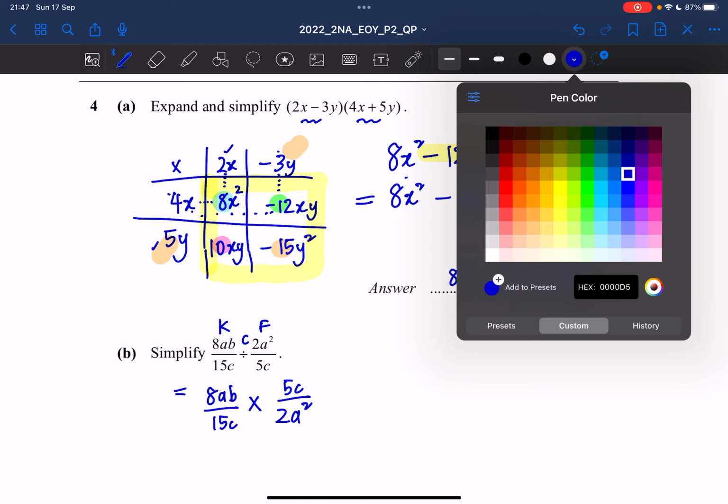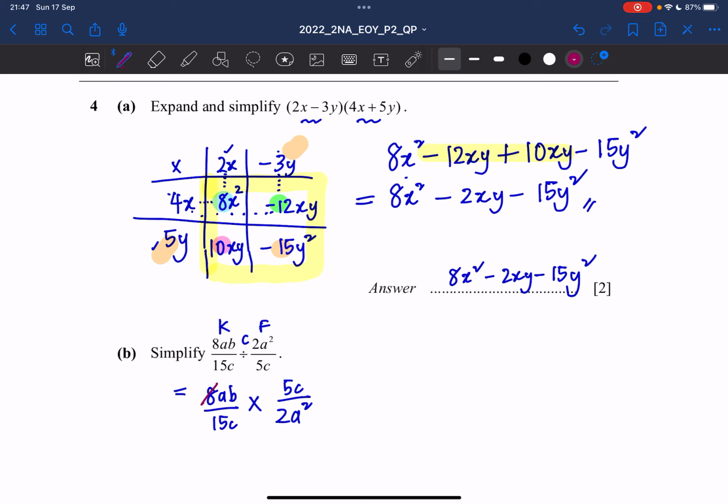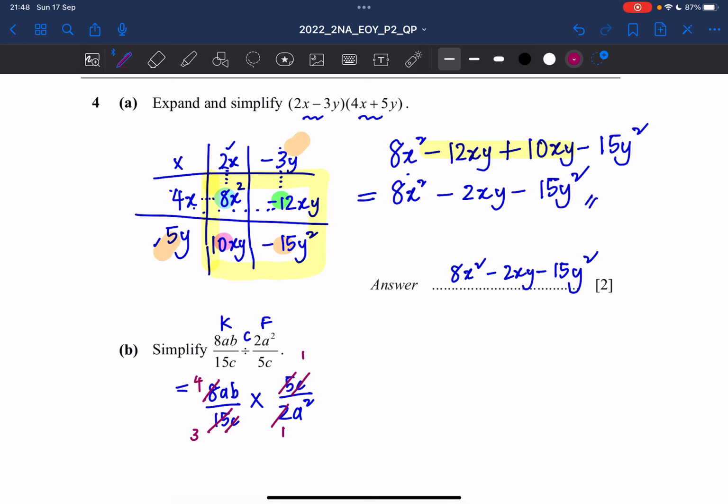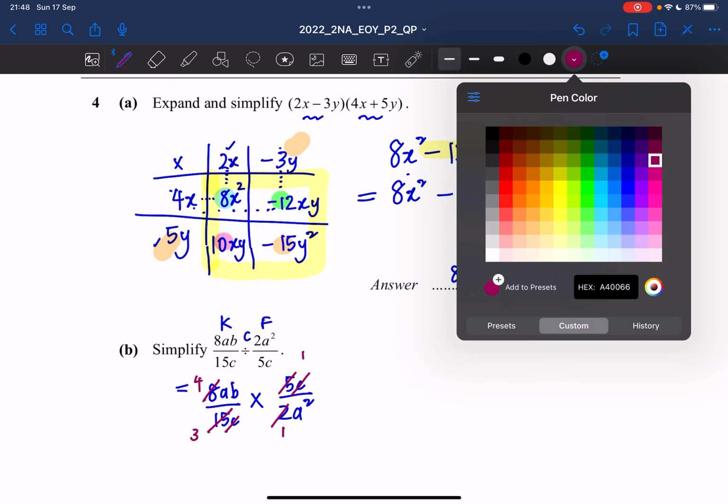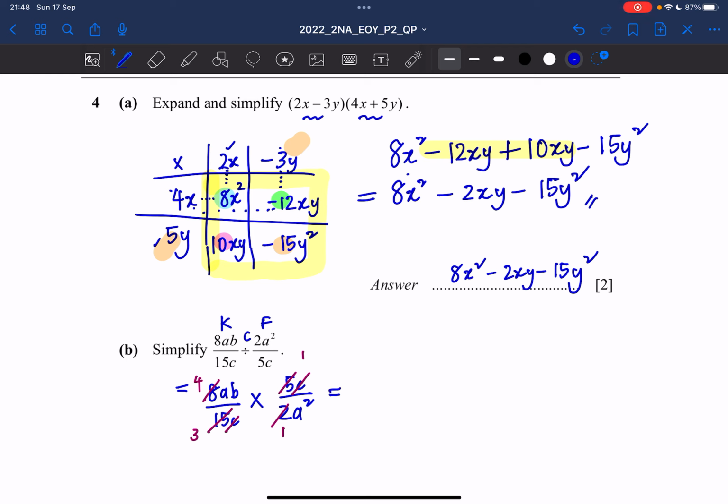Okay, let's use another pen. Let's settle the numbers first. So 8 is 4 when divided by 2, then 5 becomes 1, 15 is 3 when divided by 5. Then the c and the c we can cancel off. Then let's write down the remaining numbers. This one is left with 4ab, then at the bottom is 3a squared.